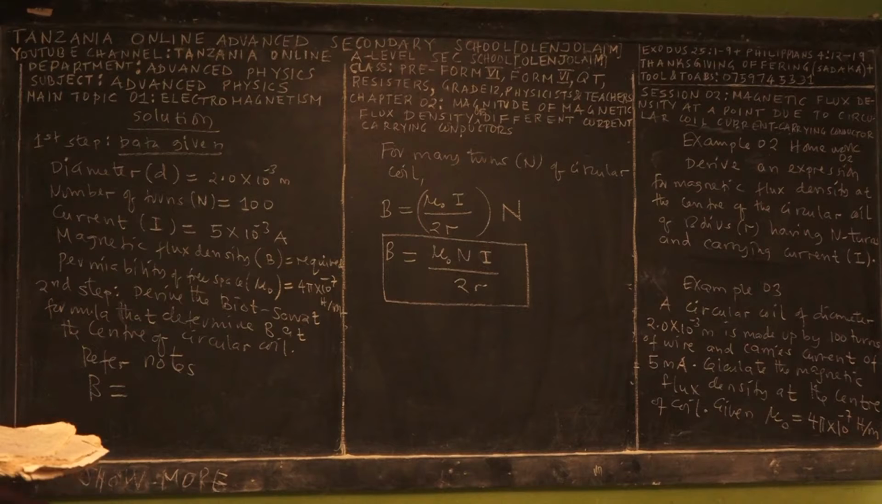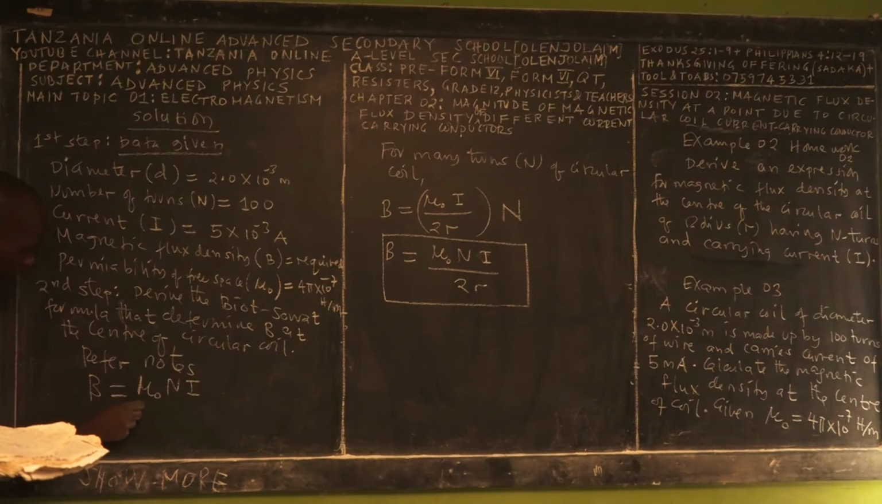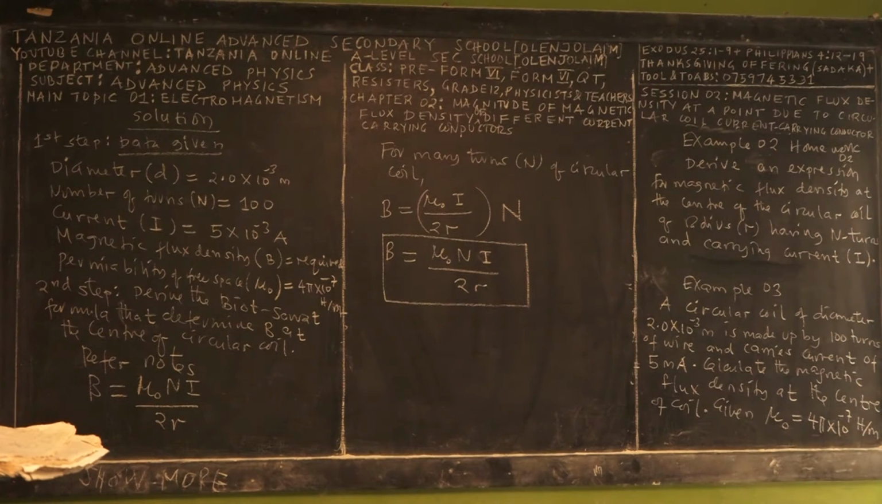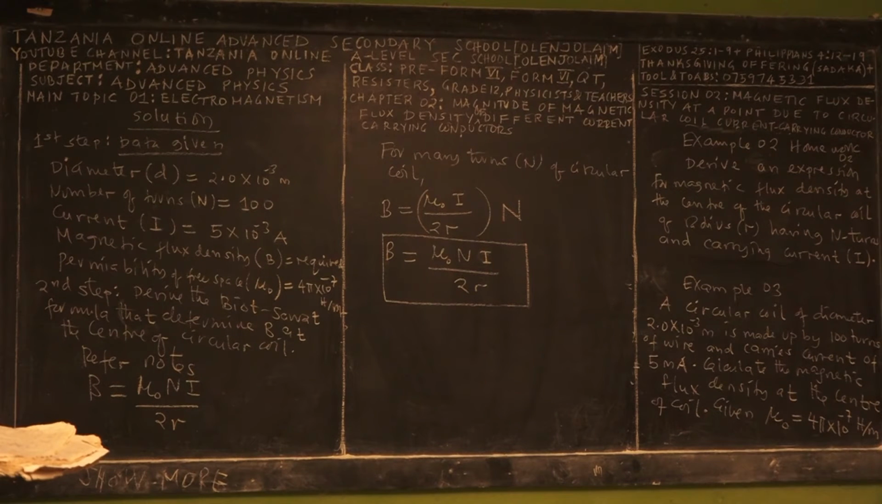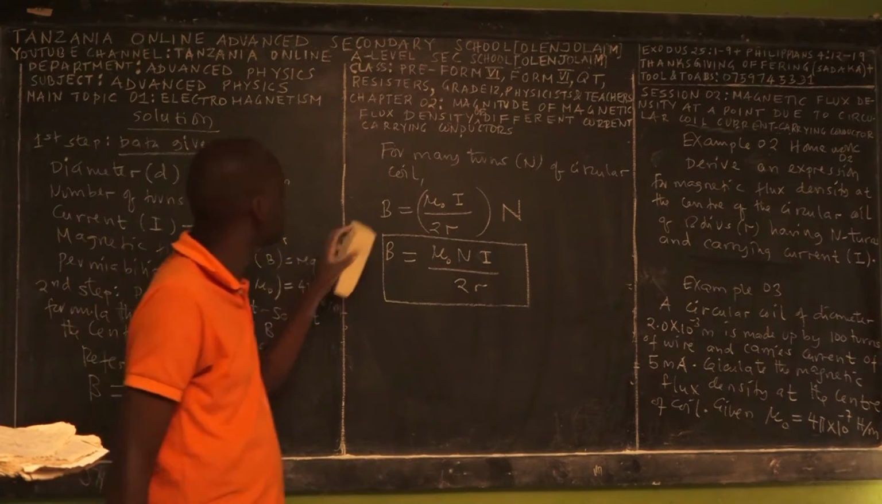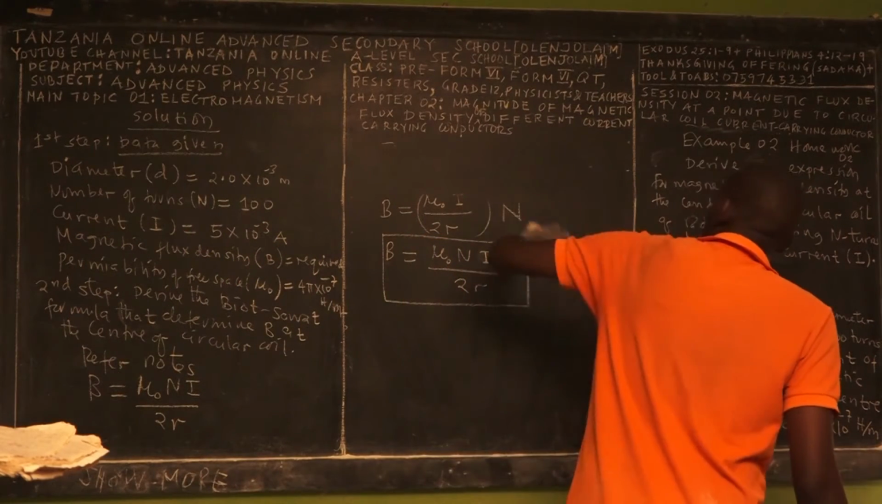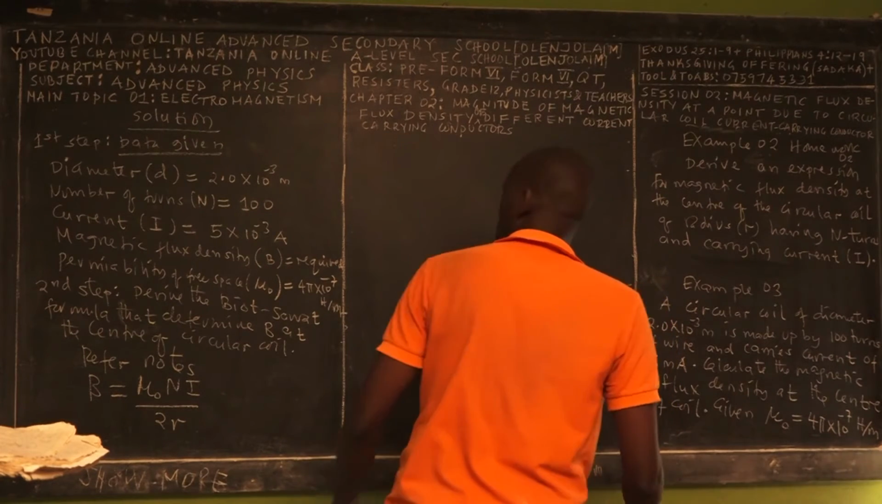So for you local students, if you reach here, don't write 'refer notes', derive it. That's the moment for you to practice. So the magnetic flux density B equals the permeability of free space times the number of turns times the electric current, divided by twice the distance from the center to the circular coil. So we are looking for the magnetic flux density. After deriving the formula, now we can go to the third step.